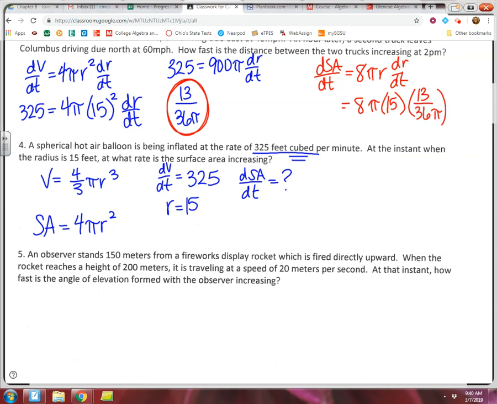Now this is actually very appealing to me because you see the pi by the 8, right? And you see the pi on the bottom. What's going to happen to those? They're going to cancel. So basically all you have left to do is multiply 8, 15, and 13 over 36. Does that make sense? Okay, so go ahead and do that for me and tell me what you get here.